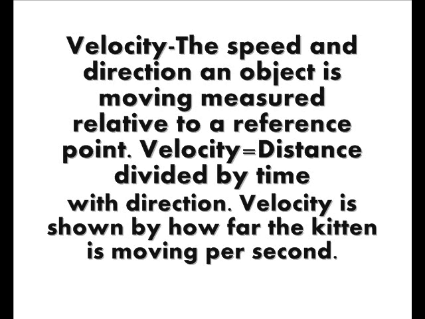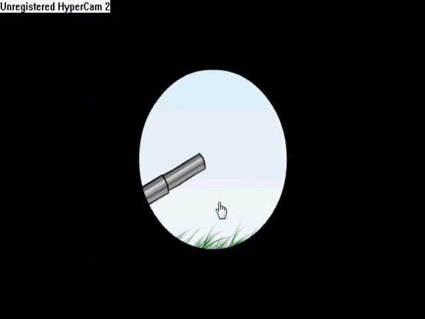Velocity, the speed and direction an object is moving measured relative to a reference point. Velocity equals distance divided by time with direction. Velocity is shown by how far the kitten is moving per second.